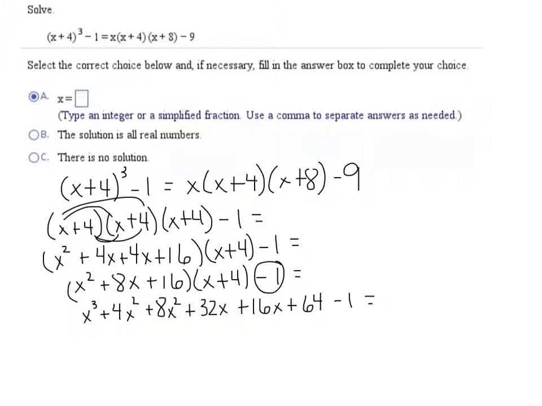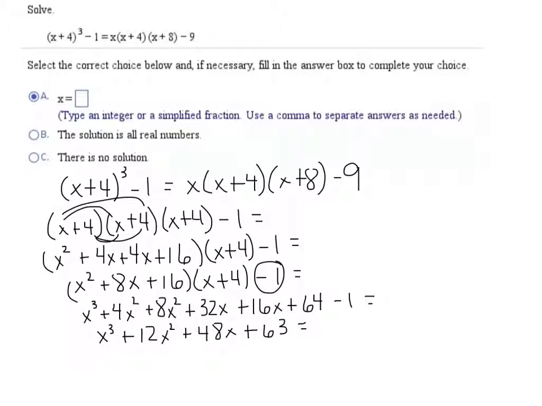So we have x cubed plus 12x squared plus 48x plus, and we have 64 minus 1, so we have 63 there. Now we're ready to work on the other side.